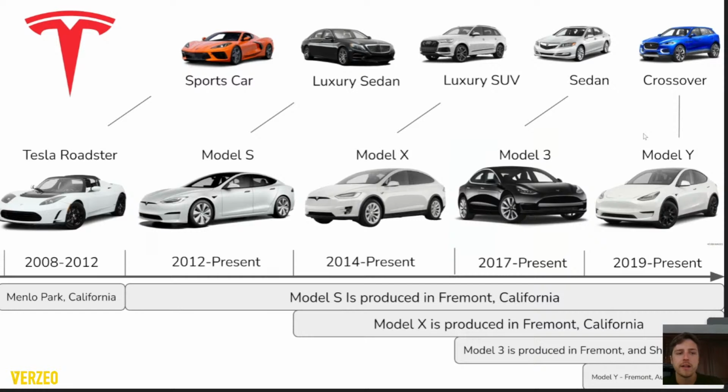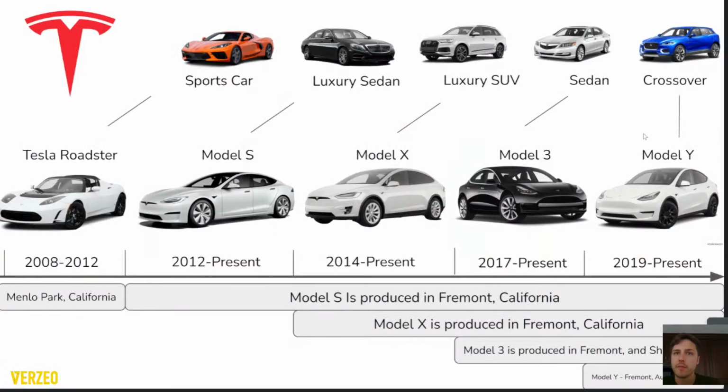Down at the bottom here are just the locations these vehicles are produced, which is really cool to see. So the Roadster and the Model S have only ever been produced in California. Model X is also produced in California, but Model 3 and Model Y are more global. Model 3 is made in Shanghai. It's also made in Fremont. And then Model Y is going to be made in Fremont, Austin, and Berlin. So these are going to be very world platform vehicles.